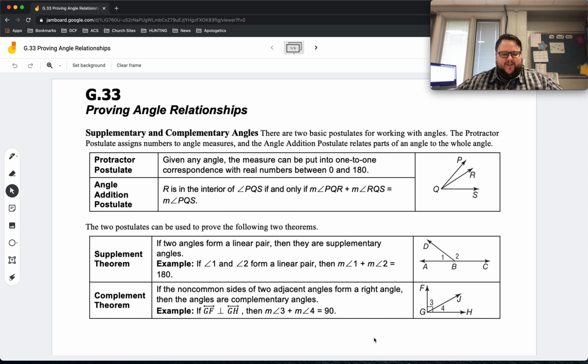All right, geometry students, welcome back. We are continuing on in our proofs. Last week we did segment relationships. This week we are doing angle relationships.